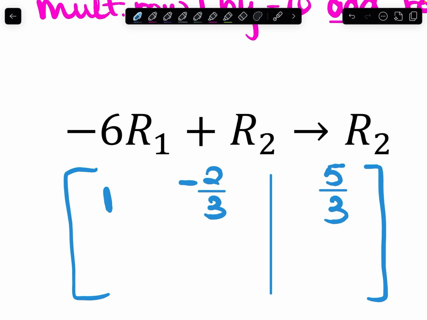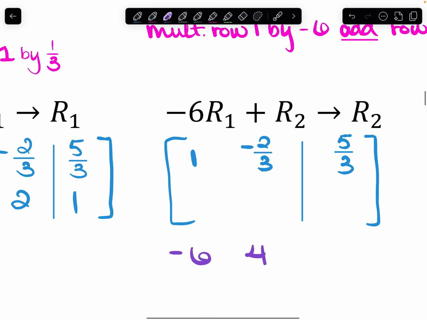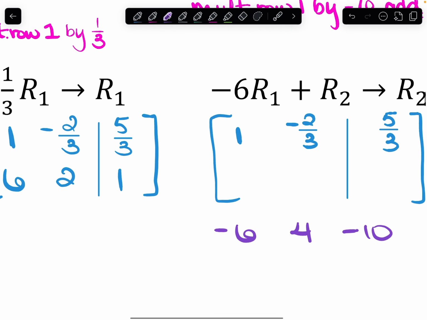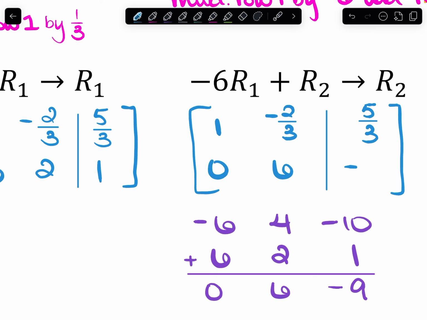A little more algebra is involved with this step, so I'm going to do some side work. I need -6 times row 1, so 1 times -6 is -6. -2/3 times -6, negative times negative is positive, 12/3, 4. And then -6 times 5 is -30, divided by 3, -10. We add those with row 2, which was 6, 2, 1. Column addition: 0, 6, -9. This is our new row 2: 0, 6, -9.